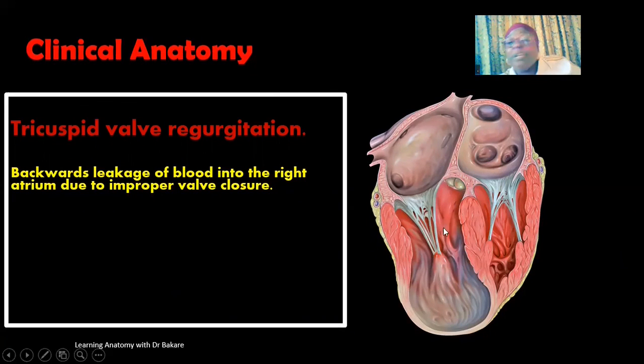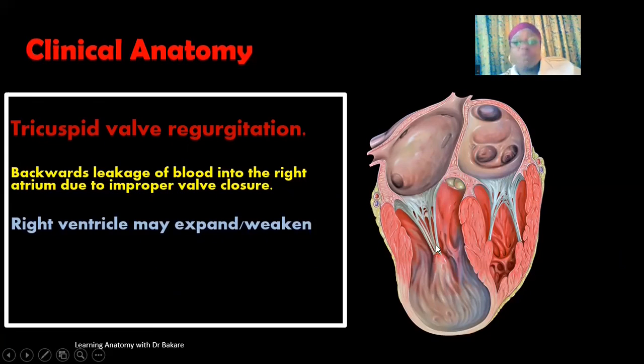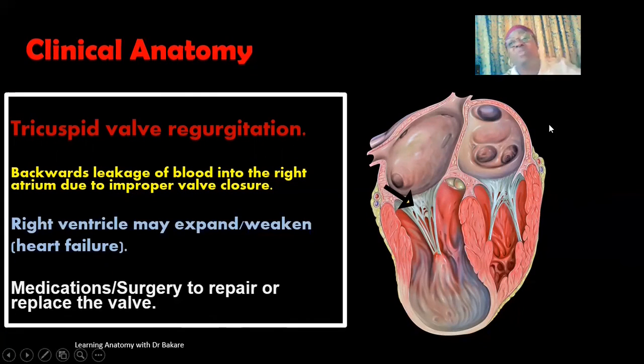When there is an improper tricuspid valve closure, there's going to be a regurgitation of blood where there will be backflow of blood into the right atrium, and this is not what is needed. And when this occurs, there's going to be a generation of pressure within the right ventricle, and this can lead to the expansion of the right ventricle and it will become weak, and this can lead to heart failure. Possible treatment options could be the use of medication. Surgery may also be needed depending on the grade, and surgery will be used to repair the valve or maybe replace the valve as the case may be.